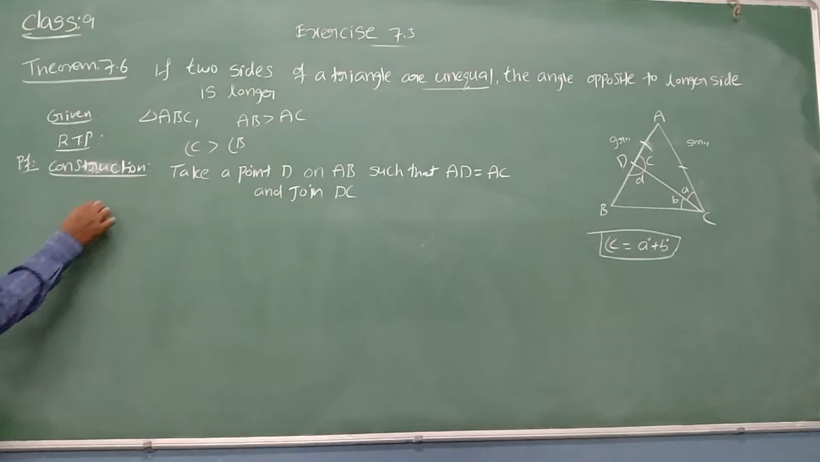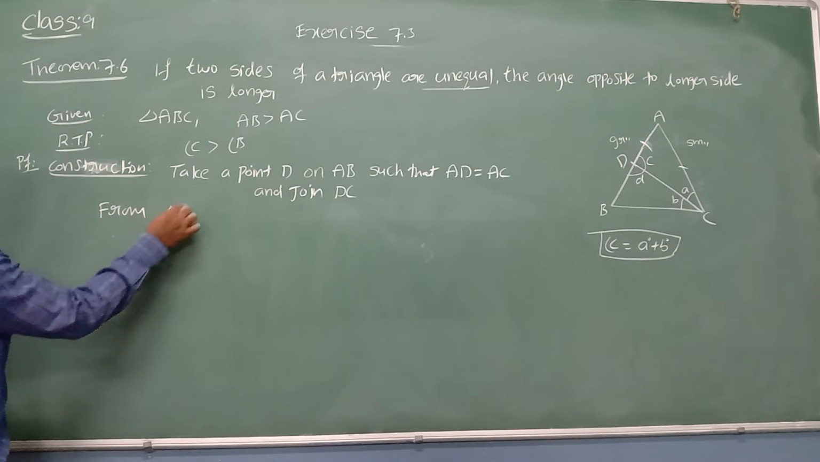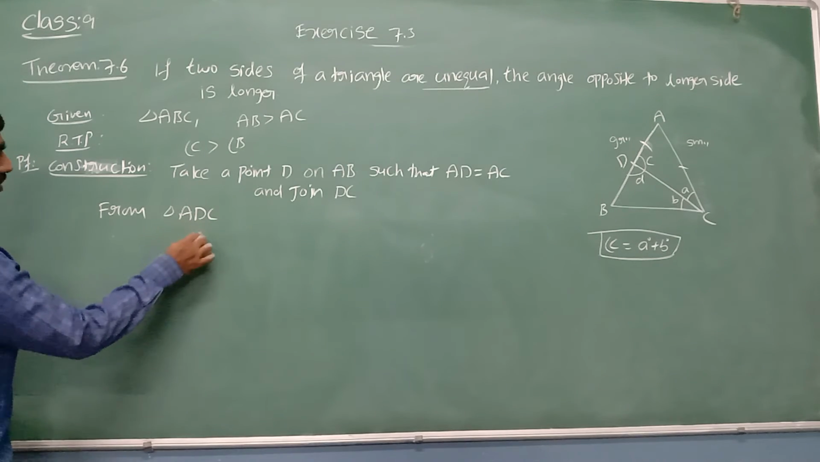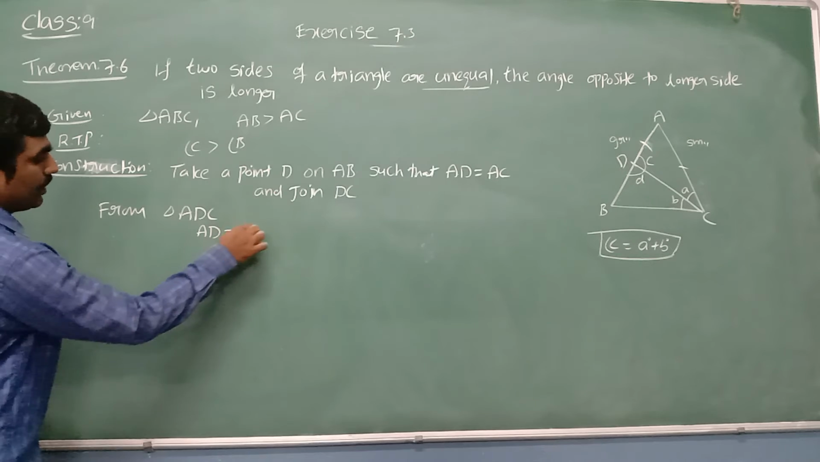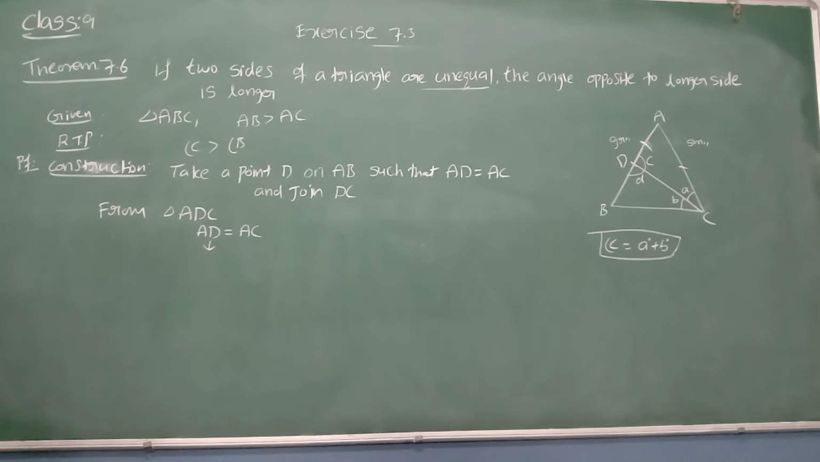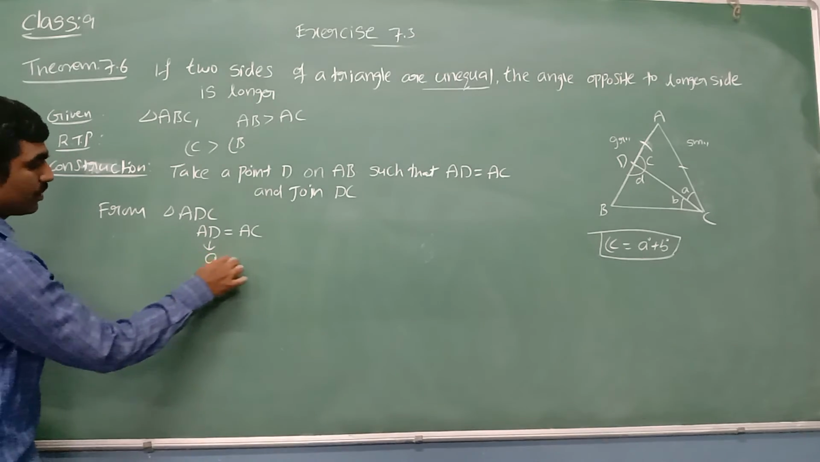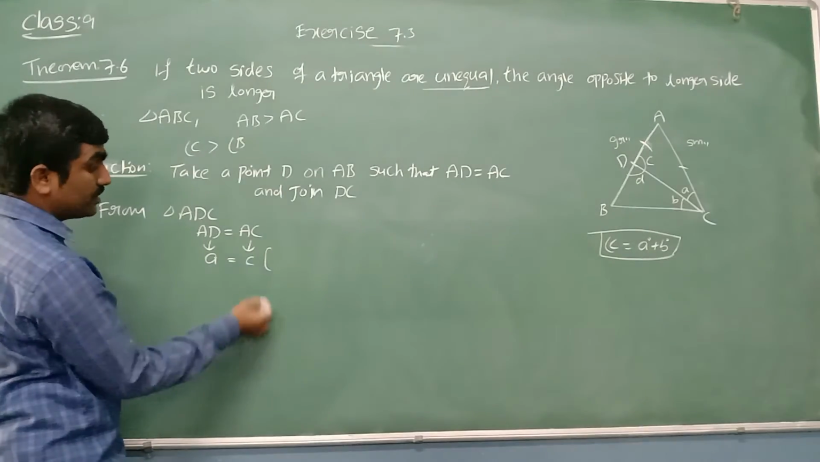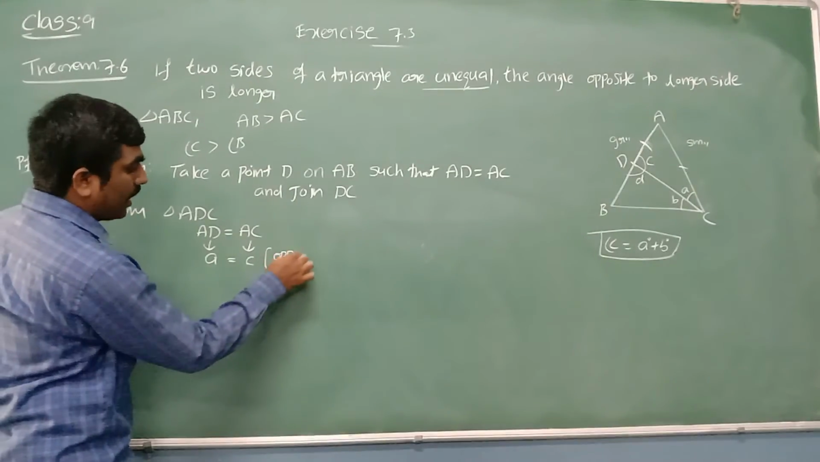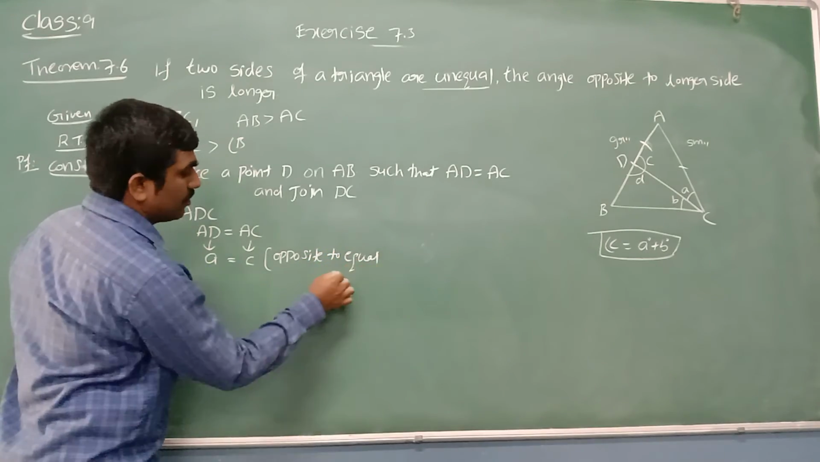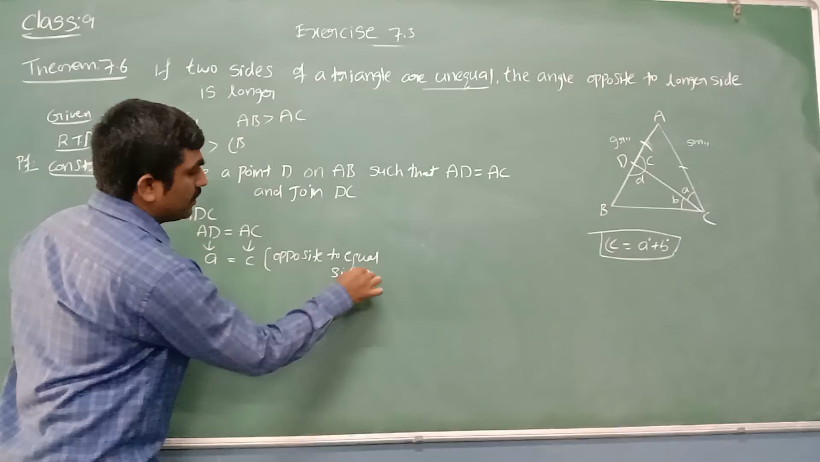Now let me write here, from triangle ADC. What can we write? AD equal to AC. So two sides are equal, their opposite angles are equal. Opposite AD is small a, which we took, and opposite AC is small c. Both are equal. What is the reason? These two are angles which are opposite to equal sides.